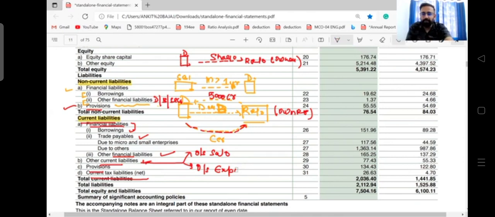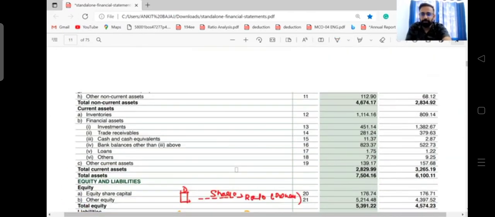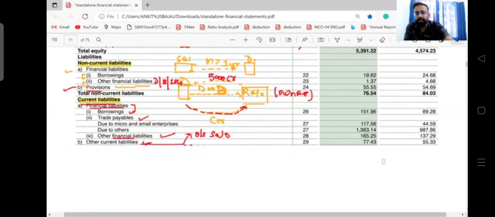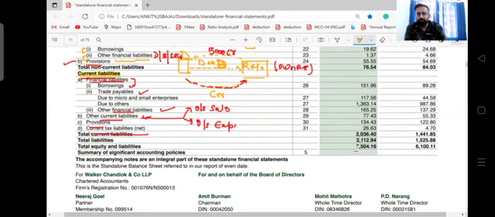And the very important thing I want to discuss now is that the total of assets is equal to the total of equity and liability. Here you can see the total of assets is 7,504. Now we will see the total of equity and liability. It is also 7,504. If your equity and liability total matches with the asset total, then your balance sheet is correct. You have to take care of this. Totals should match. Otherwise, your balance sheet will be treated as an incorrect balance sheet.